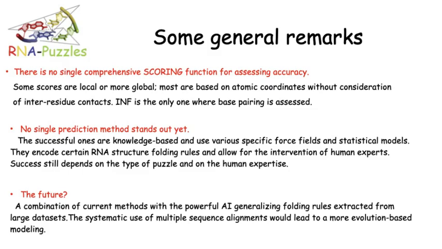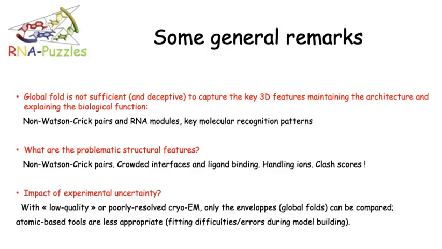Some scores are local or more global. More are based on atomic coordinates with a consideration of interresidual contacts. INF is the only one where base pairing is assessed directly, and we need to know which kind of base pairing is occurring. There is no single prediction method that stands out yet. We saw the differences. The successful ones are knowledge-based, so human experts, and use various specific force fields, statistical models. They encode certain RNA structure folding rules and allow for intervention of human experts. That's the important point. And success still depends on the type of puzzle or target and on the human expertise. So you can never tell which one and who will succeed.